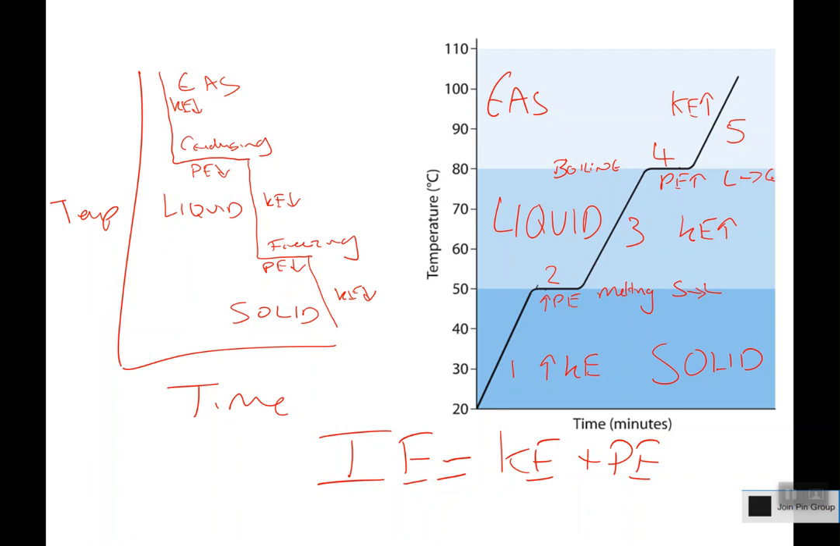So at stage 1, you're changing the kinetic energy. Stage 2, you're changing the potential. Stage 3, you're changing the kinetic. Stage 4, potential. Stage 5, the kinetic. Either way, you're changing the internal energy. So when you're heating up a substance, you're always increasing the internal energy. Again, the converse, when you're cooling something, you are decreasing the internal energy. It just might be that you're decreasing the kinetic or the potential.